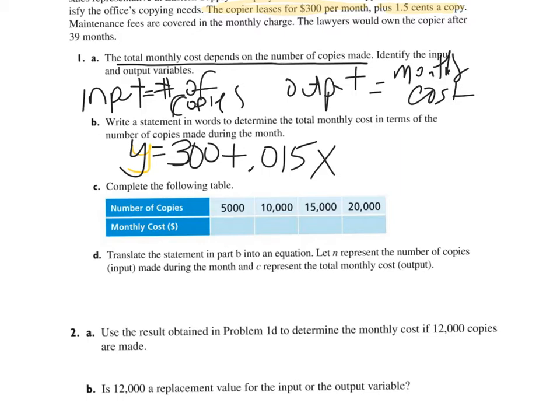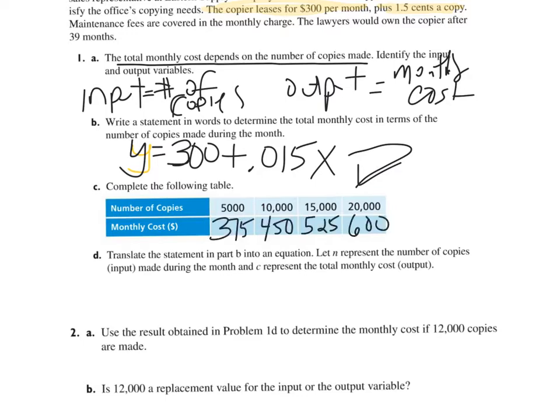Okay, so we have to complete the following table. We want to know how much the monthly cost is dependent upon these four numbers, four different bunches of copies. So go ahead, you can use your calculator, you can use the table function if you want to, but you're going to use this formula to fill out these four boxes, and then you can pause it and then fill those in and then come back. Hopefully you got the following information.